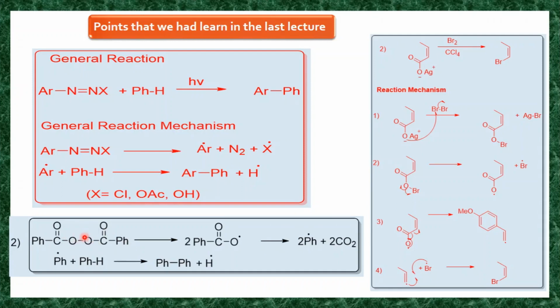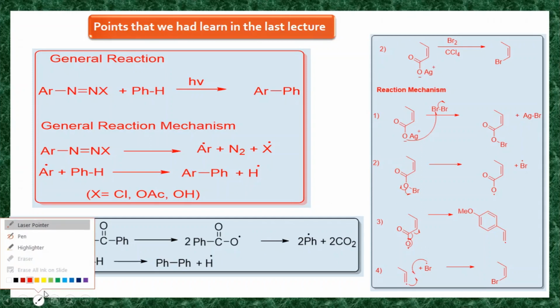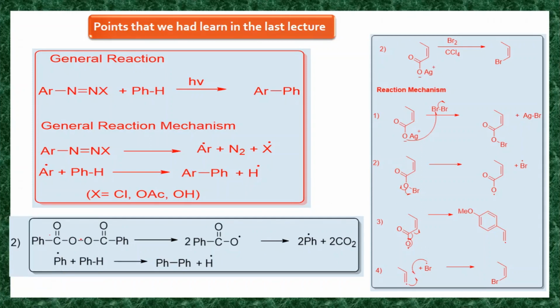So you know that this peroxide bond is a weak bond, so it will break here. Let me show you that. This peroxide bond will break homolytically. You will get the benzoyloxy radical. Then this benzoyloxy radical undergoes decarboxylation. You will get two Ph radicals and CO2.